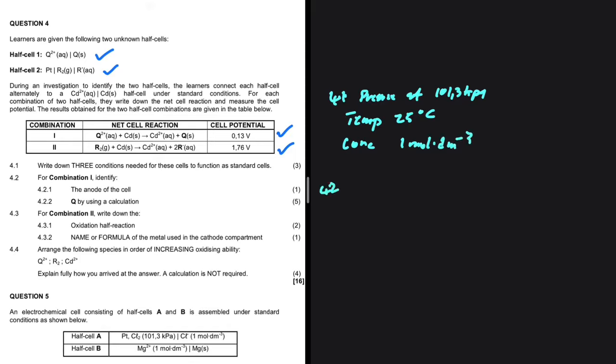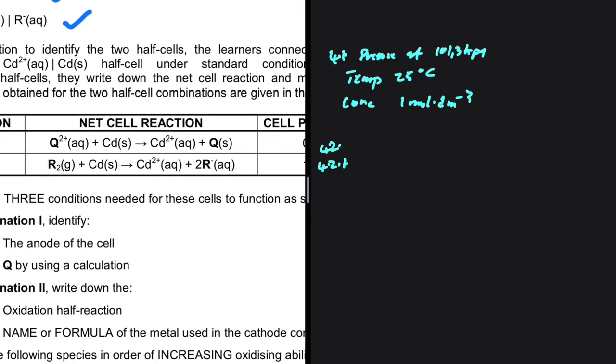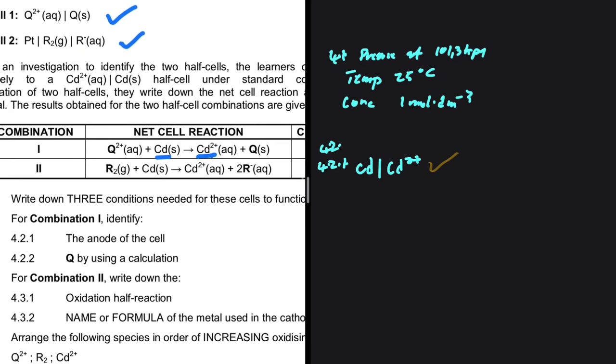Let's go to 4.2.1. For the first combination, let's identify the anode of the cell. In our first combination, we are given the net cell reaction. Well, we have cadmium losing 2 electrons to form cadmium 2 plus. So that is our anode. Our anode is cadmium, so we're going to have that there. At the anode, oxidation occurs. There's a loss of electrons. And as we can see, cadmium loses electrons in our first combination.